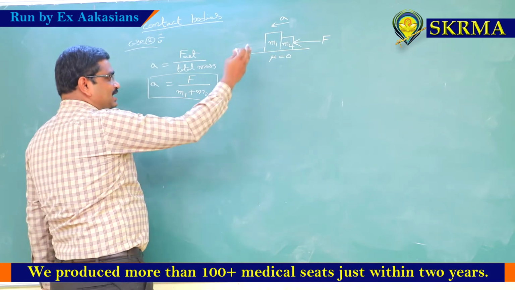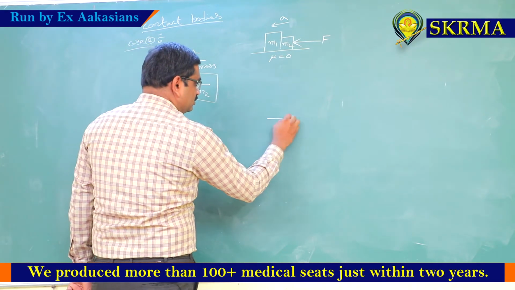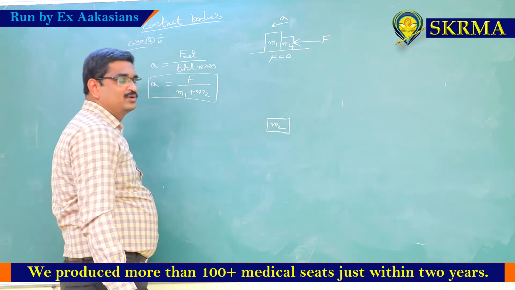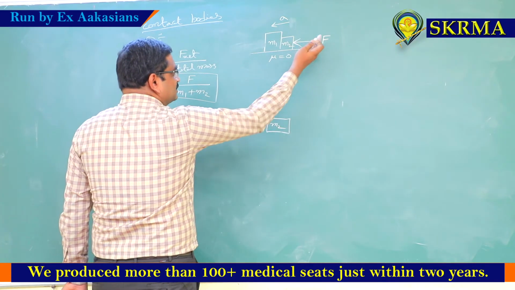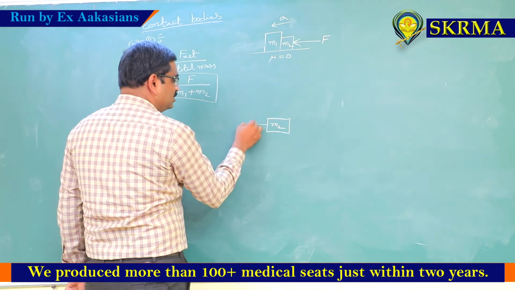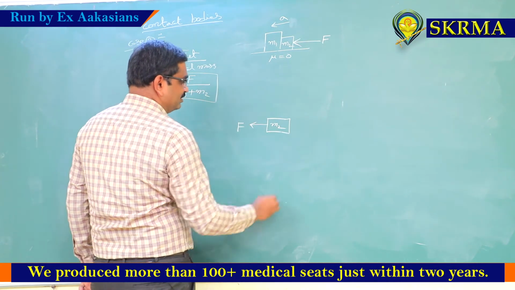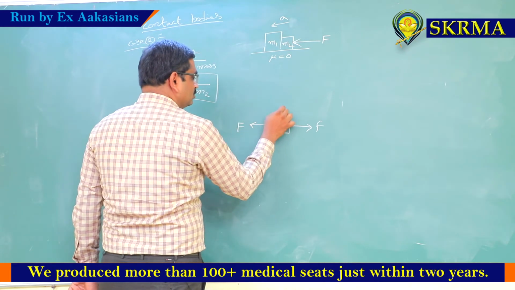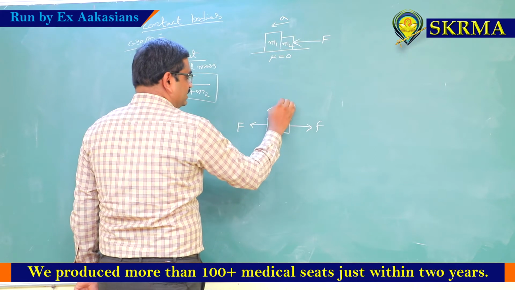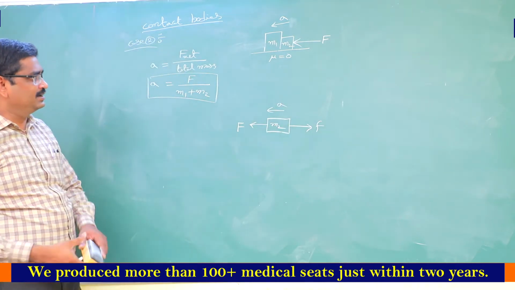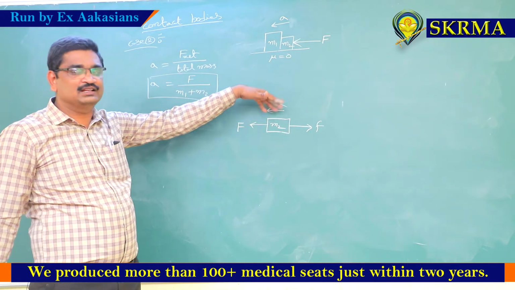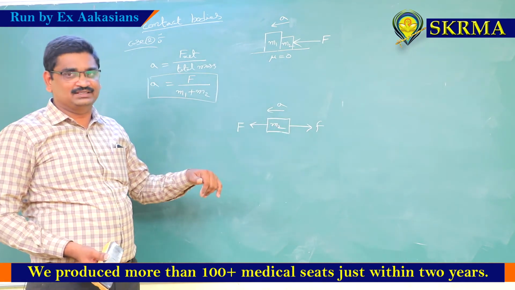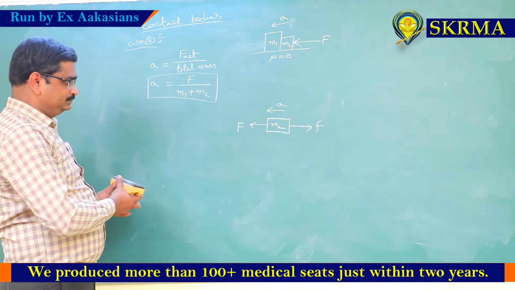Free body diagram for mass M1, mass M2. First, draw the free body diagram for mass M2. So capital F is towards left. Contact force will oppose the motion of M2, so small f is towards right. This is the acceleration direction. Same acceleration direction here and here also. In this case, both have the same acceleration because they are in contact.